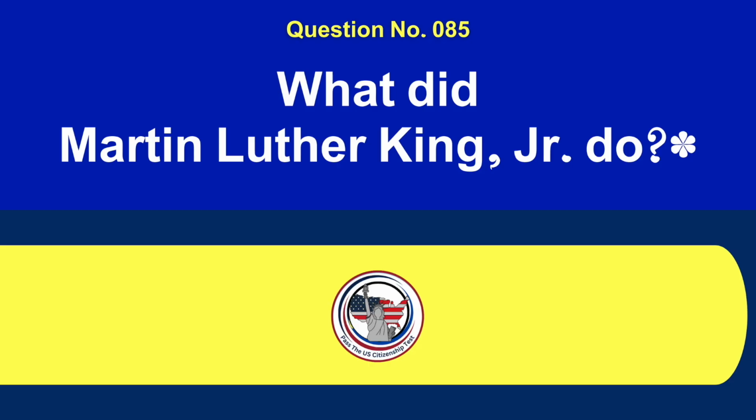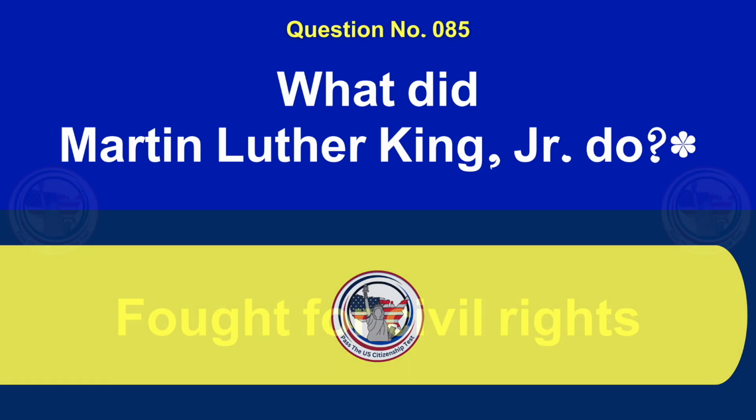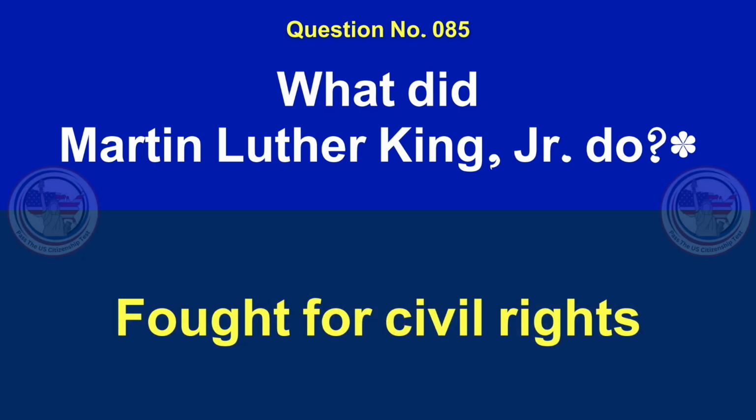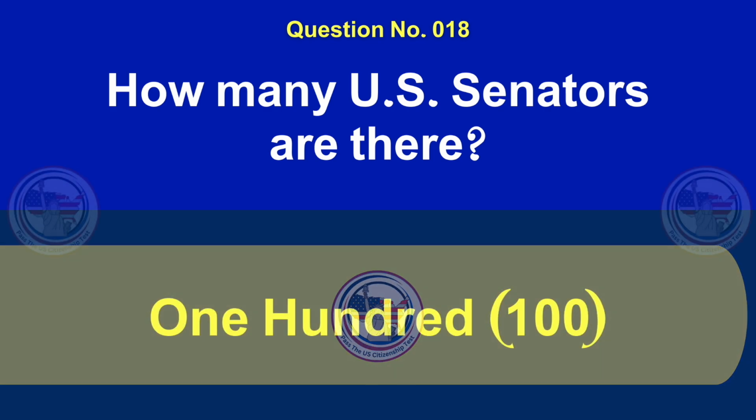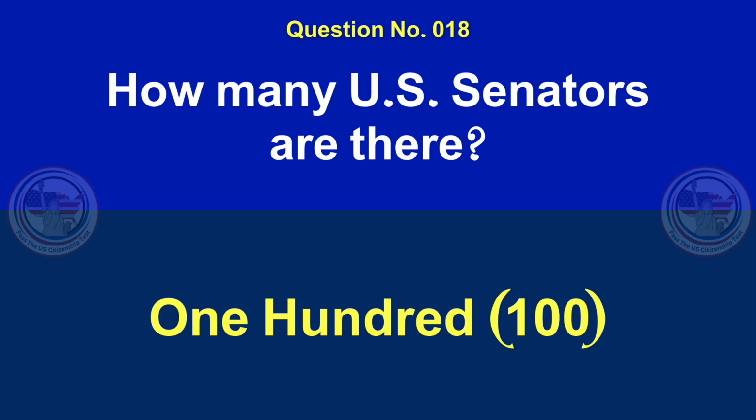What did Martin Luther King Jr. do? Fought for civil rights. How many U.S. senators are there? 100.